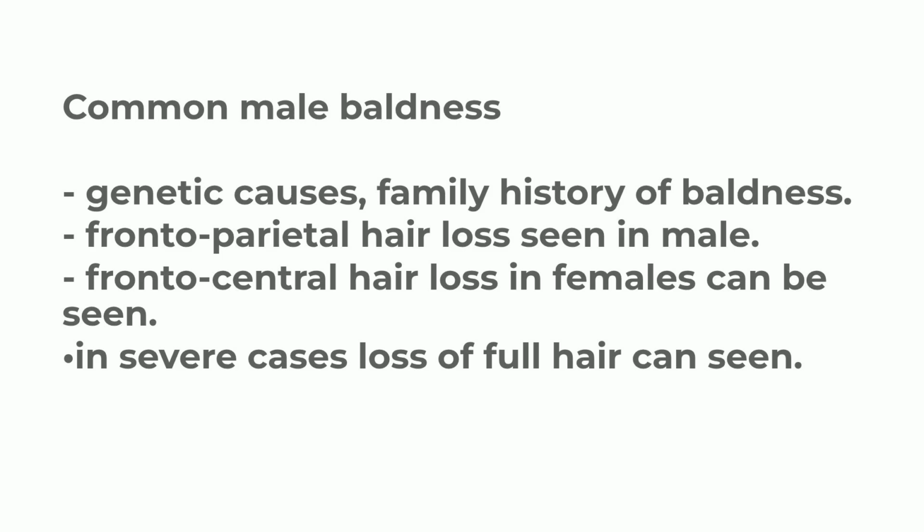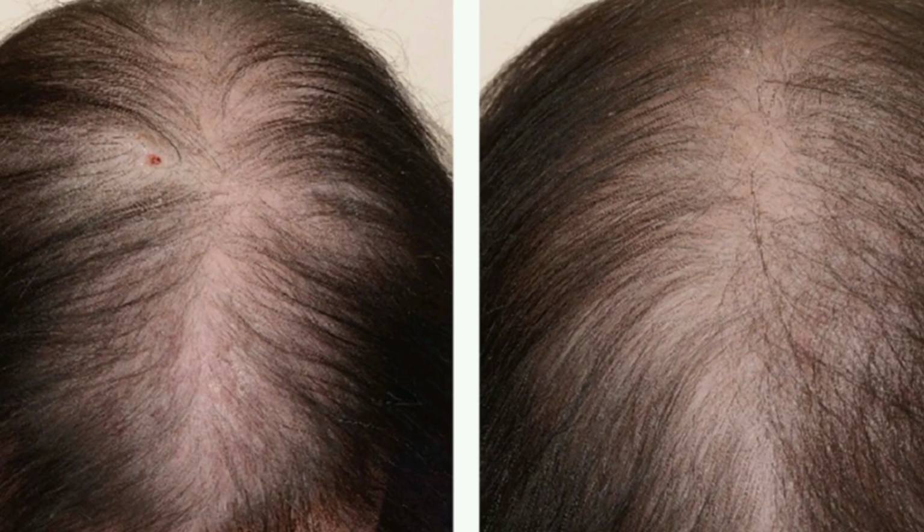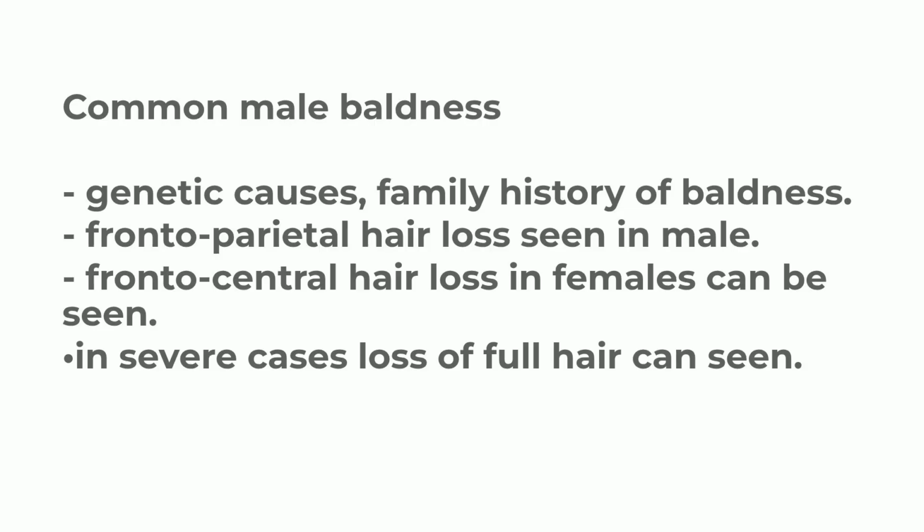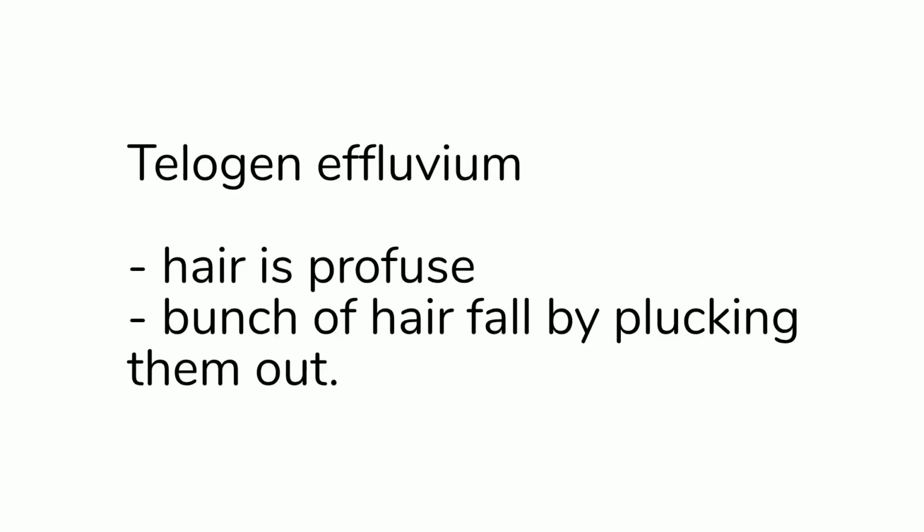But in females, instead of frontoparietal hair loss, there is a frontocentral hair loss. We can see in females there will be frontocentral hair loss. Now move on to the second condition, which is telogen effluvium. It is the telogen phase where hair loss is profuse.